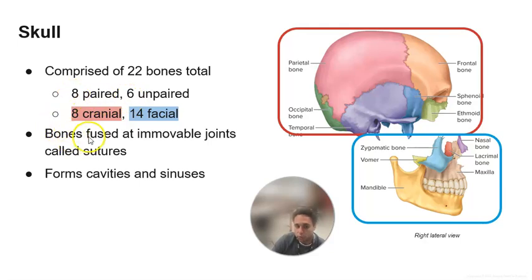The bones are fused at immovable joints. Those are called sutures. Sutures connect two different bones together, and those don't move. And also we have cavities and sinuses. Cavities are like your orbital cavity, which is your eye socket where your eye sits. You have your nasal cavity, so those all are cavities.